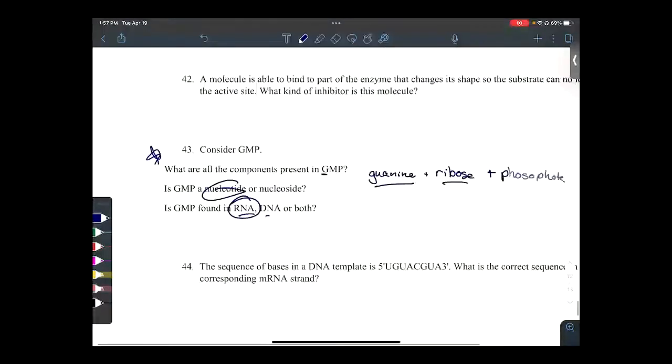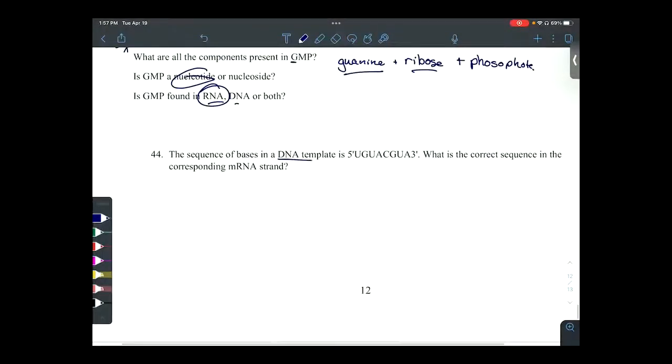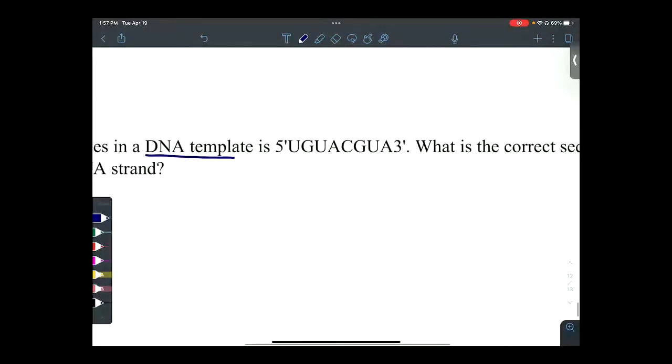Okay, all right, so here we go. Sequence of bases in a DNA template. This is the DNA template. What is the correct sequence in the corresponding mRNA strand? So here's that sequence. Whenever we make a complementary strand, it is always antiparallel, meaning that the corresponding strand will always start at 3', but then we still go through the letters the same way. But this is mRNA, so we need to make sure that we're using U's instead of T's.